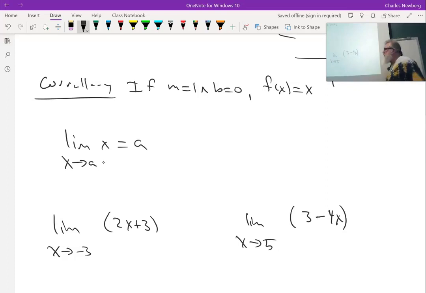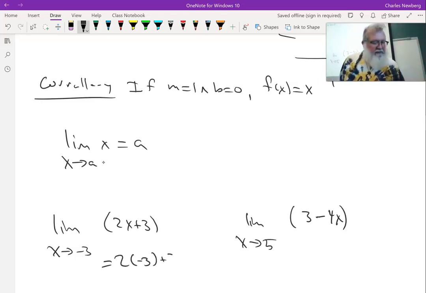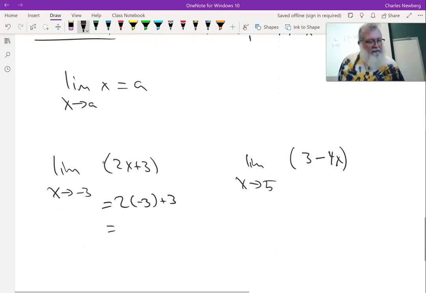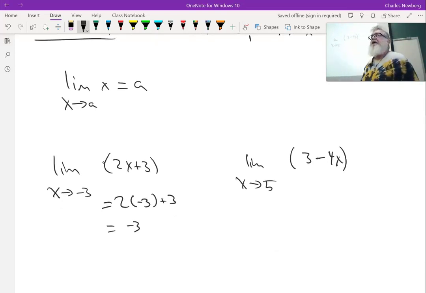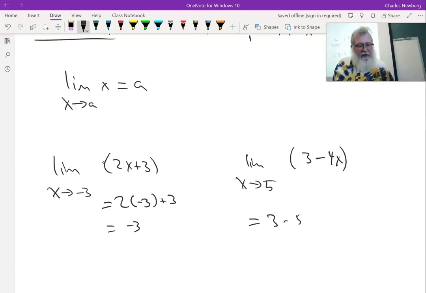All right, so what do we do? We peek inside, we look at the function. 2x plus 3, is that a linear function? It is. Does that make us happy? Absolutely. All we do is we put in negative 3. So that becomes 2 times negative 3 plus 3. And what is that? Negative 3. And if you just wrote the answer negative 3 there, that would be fine because it's a pretty simple problem. How about this one? Is this a linear function? Yeah, so we just do direct substitution. So this becomes 3 minus 4 times 5.